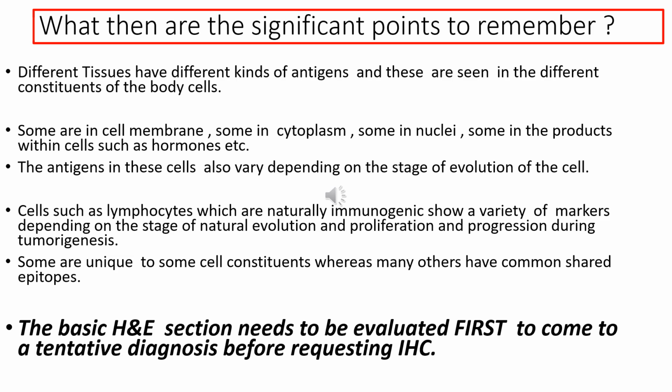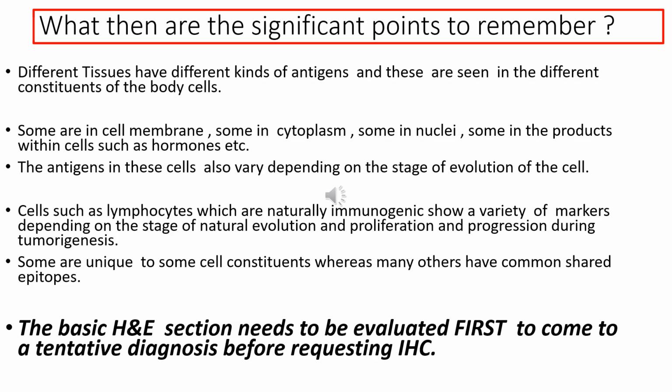So, what then are the significant points to remember? It's obvious that different tissues in the body have different kinds of antigens, and these are not only in different organs, but these antigens are seen in the different constituents of the body cells. Some of these antigens are present in the cell membrane, some are located in the cytoplasm, some are seen in the nuclei, and some are the products formed by the cells, for example, the hormones.